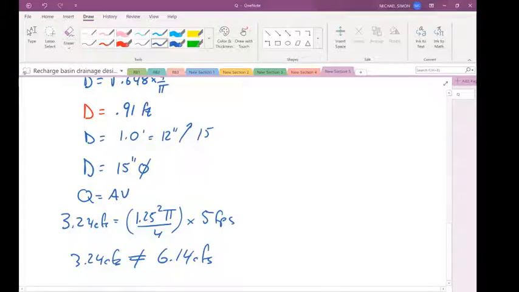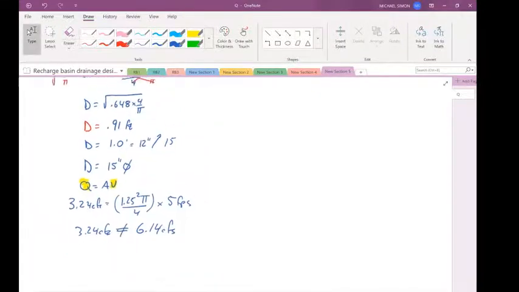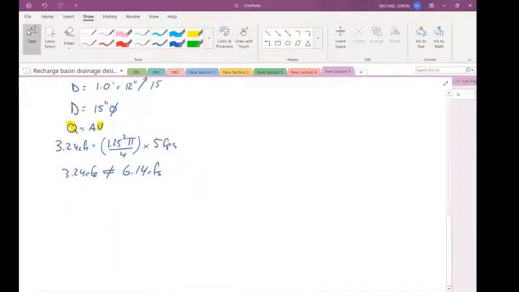So what do we change? We can either change the Q, we could change the velocity, but you really can't change the area quite so much, because the area of the pipe is fixed at 15 inches, which means if I want to keep the velocity at 5 feet per second, then my flow rate Q is going to go up. And if I want my flow rate to stay at 3.24 CFS, then my velocity is going to have to go down. So let's look at both examples of this and see which way it would work.